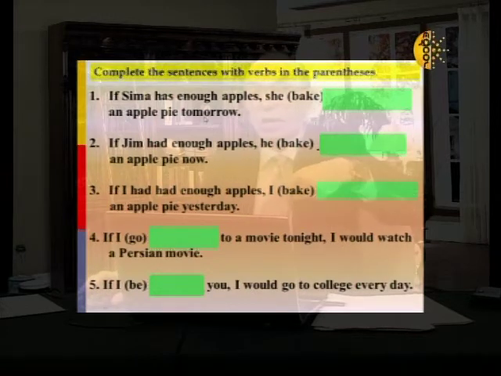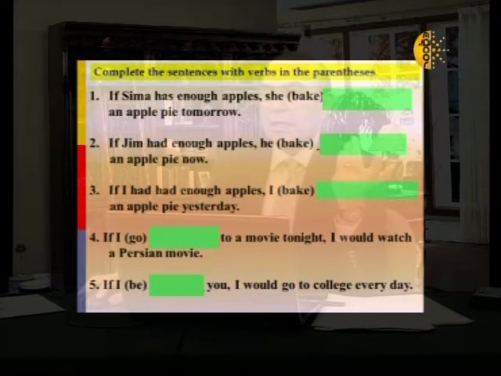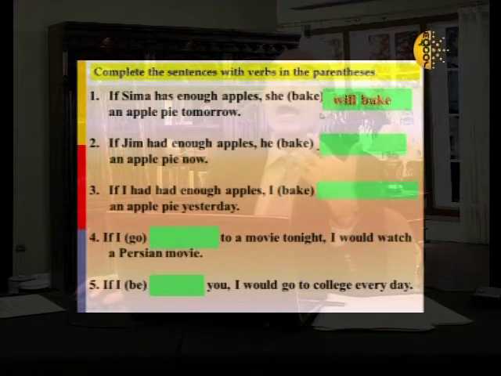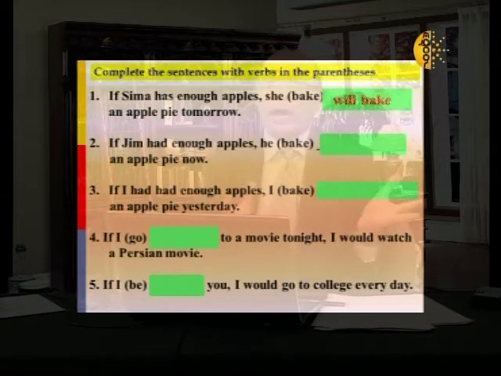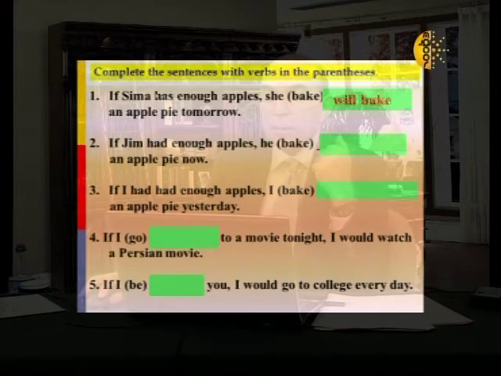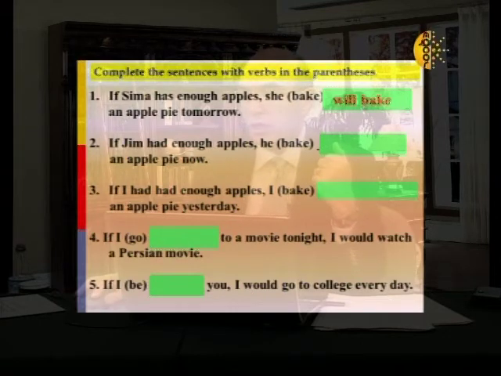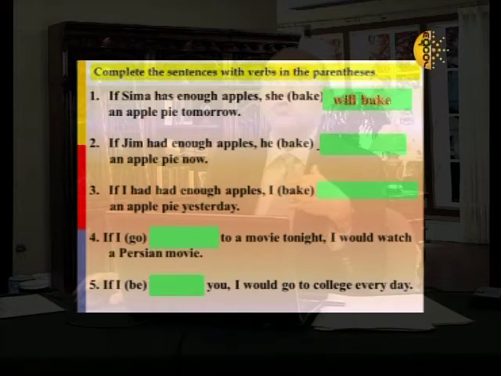So for tomorrow, everything is possible. So you say what? If Sima has enough apples, she will bake an apple pie. It's possible that she looks at the apples and says, let's make apple pie. It's possible that it will happen. Why? Because this side of the sentence is present tense. The other side, the expectation is that it should be future. I should mention that this structure is almost in every English test, like the TOEFL test, the Michigan test. There are so many English tests that students have to take, and conditional sentences are always there. Ten, fifteen questions are about conditional sentences. So you need to prepare yourself.